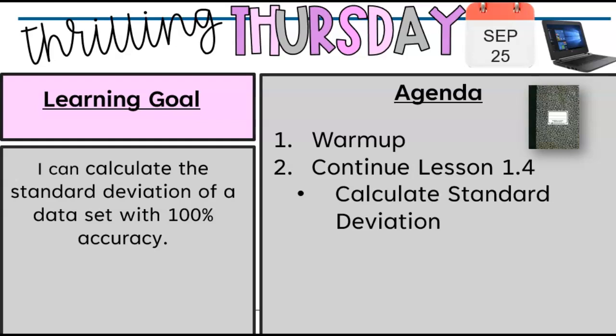Alright, so let's look at our learning goal for today on the screen. Okay, today your goal is to calculate the standard deviation of a data set with 100% accuracy. So when we do our calculations today, we can't be off task because you're going to lose track of what we're doing and then you won't have that 100% accuracy, okay? So after each step we do, we need to all have the same numbers. Does that make sense? So follow along closely and you'll be fine, okay?